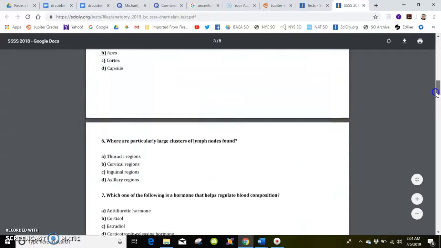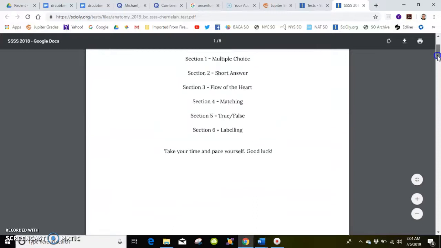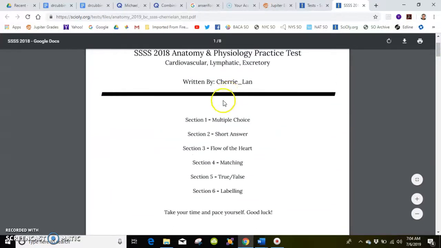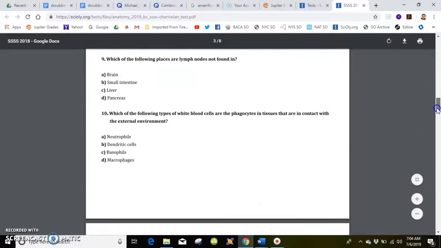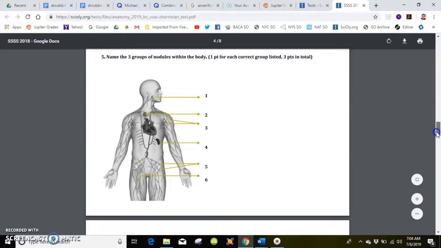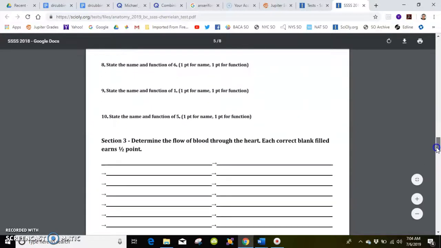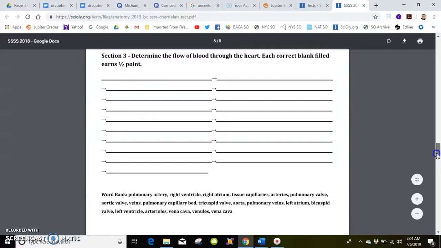You see on here, I haven't even looked at this test yet. She broke it down into multiple choice, short answer, flow of the heart, matching, true false, labeling. I did not do that. I interspersed my different types of questions throughout, but this is very nice. So you can see it's all very well done. This is really what they want. I hope they approve mine.